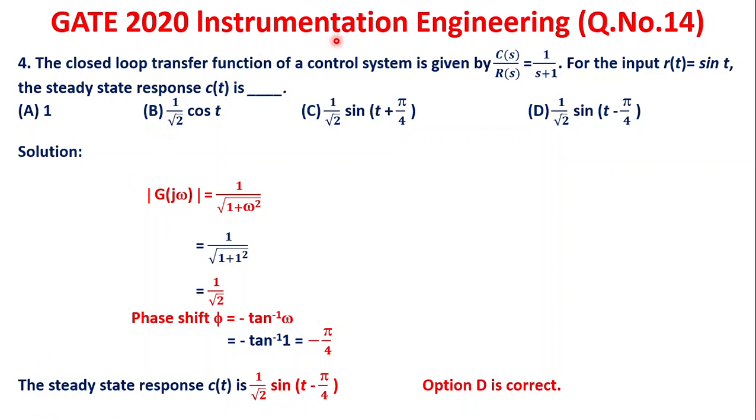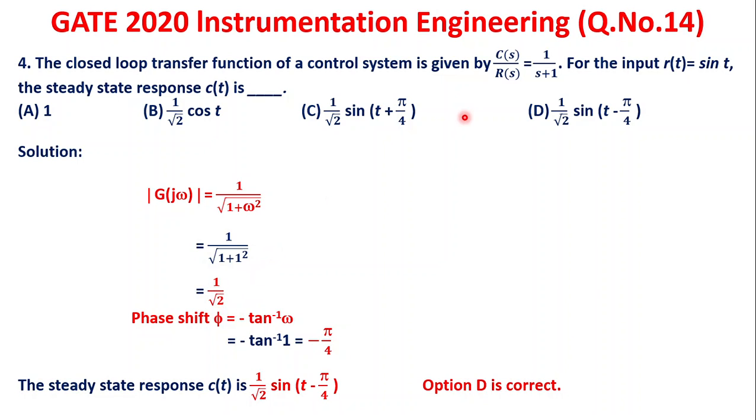Next question, GATE 2020 Instrumentation Engineering, question number 14. The closed loop transfer function of a control system is 1 by s plus 1. For the input, they have given r of t equals sin t. The steady state response c of t is dash. So here the gain, that is the transfer function magnitude, is 1 by root of 1 plus omega square. We know sin t, so sin omega t, therefore omega is 1. So 1 by root of 1 plus 1 square, so 1 by root 2.